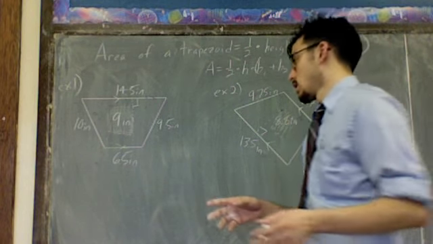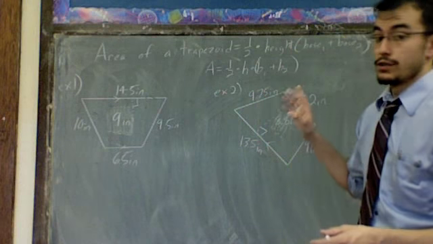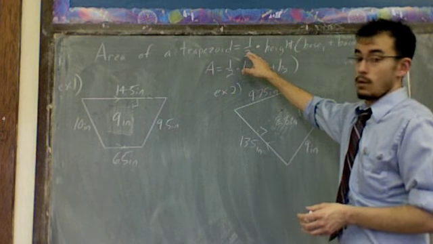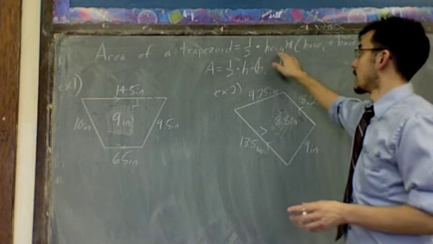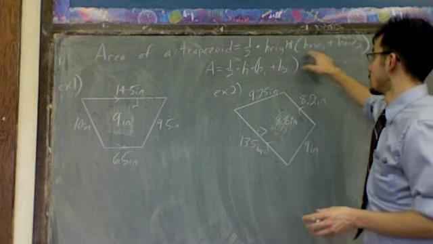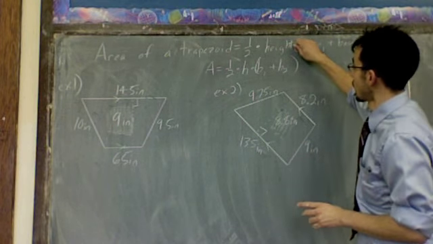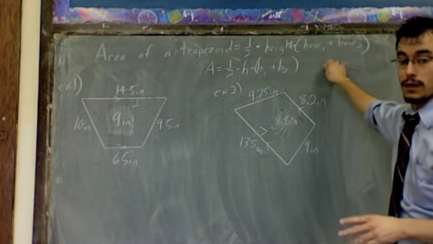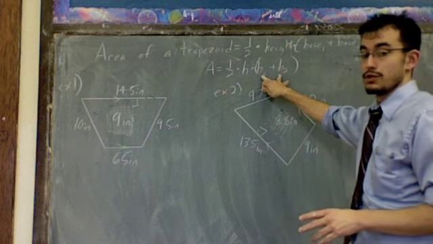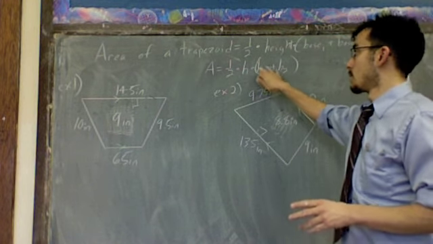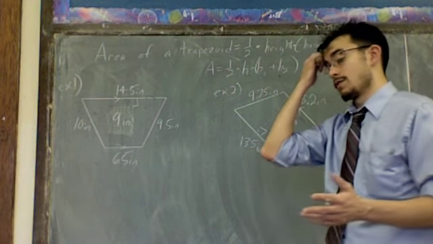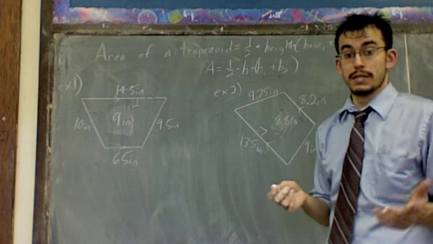Okay? Now, the trapezoid formula for the area is you multiply 1/2 or 0.5 times the height times base 1 plus base 2. Put a little dot in there. And all you have to do is add up the bases first, add up whatever the two bases of the trapezoid are, multiply by the height, take half of it. It's pretty simple. You just have to know what the height is and what the two bases are.